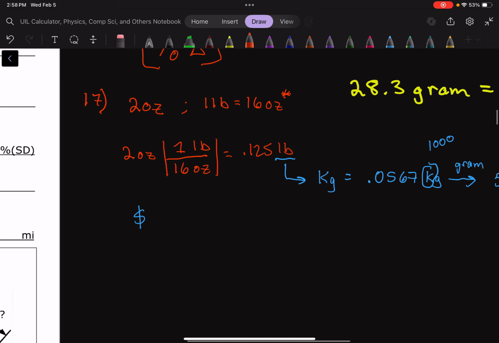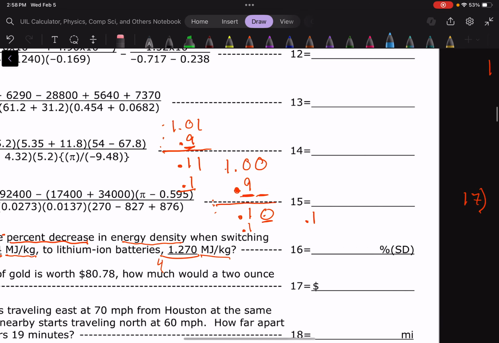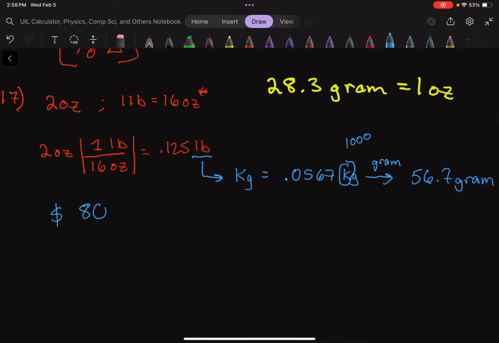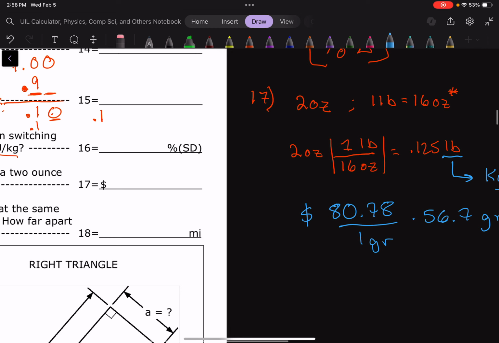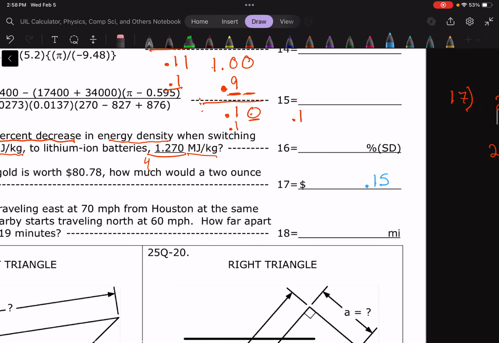From there, we're going to use the cost. They tell us that 1 gram is going to be $80.78, I believe. Yeah, $80.78 per 1 gram. And we're going to multiply by 56.7 grams. And so we get about 4,500 and some odd dollars. Just be mindful that when it comes to money problems, we're going to want to write our answer to the last cent. And I believe it rounds up to 15 cents.